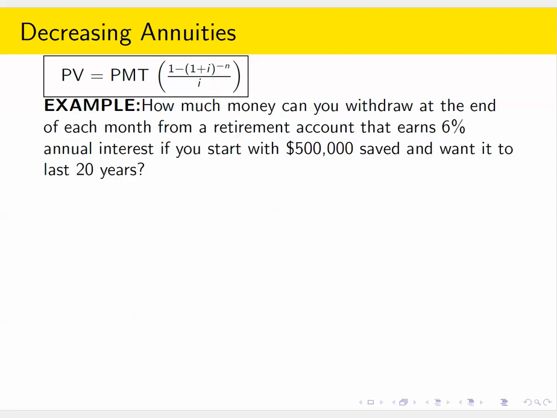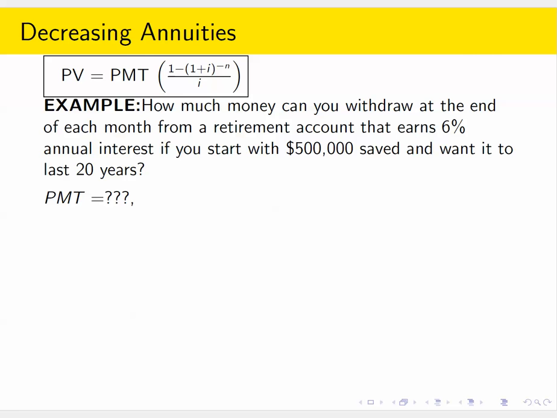Let's look at a couple more examples of problems that can be solved using the decreasing annuities formula. So imagine that we know the present value. In this problem, we're going to start with $500,000 in the account, and we're going to make withdrawals at the end of each month as the account earns interest, 6% annually, and we want the money to last 20 years. How much can we withdraw each month?